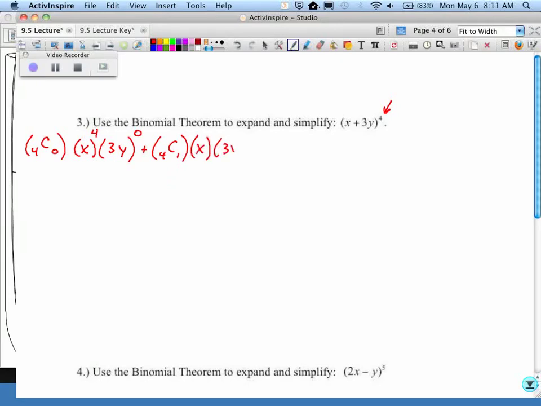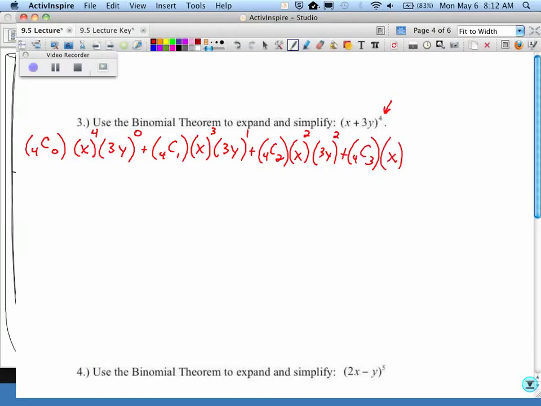So what's next? 4C2. Your x does what? Comes down 1 number, your 3y goes up 1 number. 4C3. The x and the 3y, what happens? Down 1 number, up 1 number. And then, how do you know when you can stop?